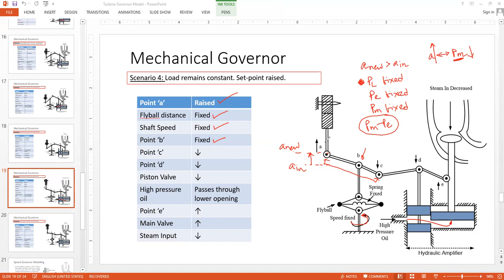But point B is the pivot point for this part, A, B, C here. So as soon as A goes up, C should come down. As C comes down, it also pulls point D along with itself. So point D also comes down. As D comes down, the piston valve, the smaller piston, comes down from its previous position. So there is an opening in the lower channel, and this will be the force. Due to this force, this heavy piston will move up, and it will also pull point E in the upwards direction.